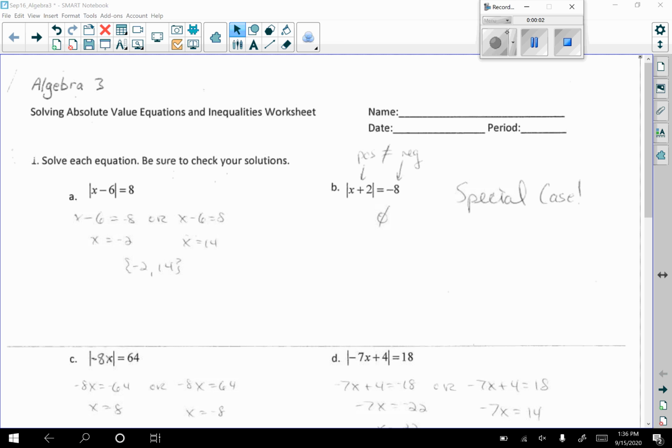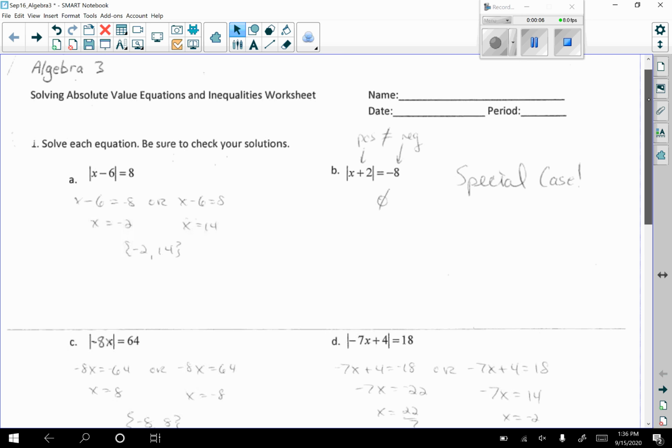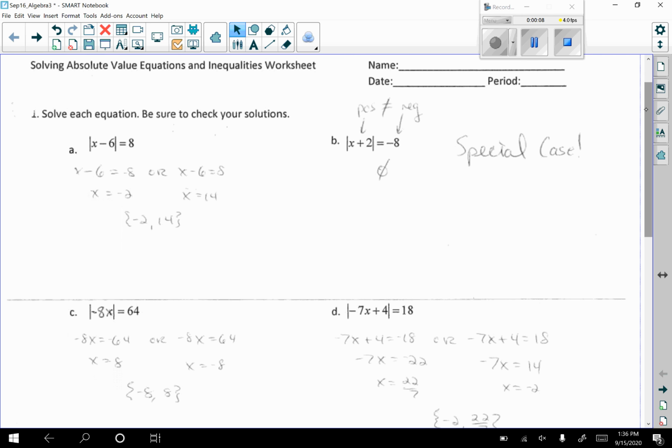Here are the step-by-step solutions to the worksheet from yesterday. Please take a look at them. I do want to point out for B, though, right away there is no work to be done. It is a special case. We have an absolute value is equal to a negative, which can never be true because that would give us a positive would equal a negative. That's never true, so no solution.